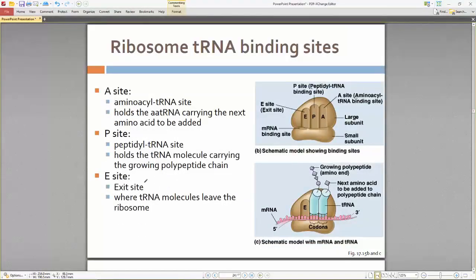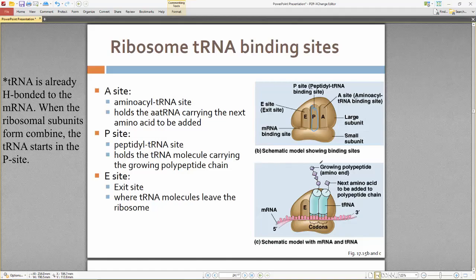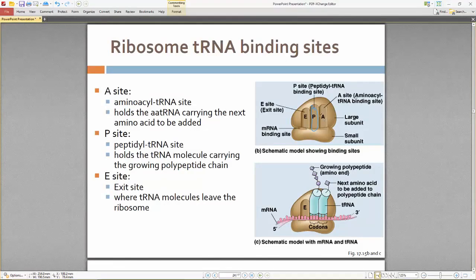So what happens at the different sites? When we first create the translation initiation complex, the initiator tRNA is bound at the P site. But when we actually look at the process of translation, we'll start by looking at the A site, also called the aminoacyl tRNA site. This site holds the aminoacyl tRNA carrying the next amino acid to be added. So basically this is where the next tRNA in line holding the amino acid waits. The P site holds the tRNA molecule carrying the growing polypeptide chain. So we'll understand what that means in just a second. And the E site is the exit site, where tRNA molecules leave the ribosome.